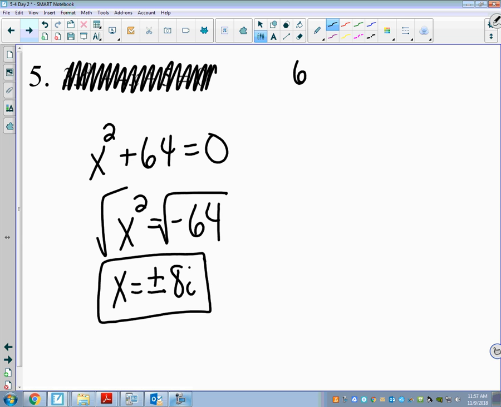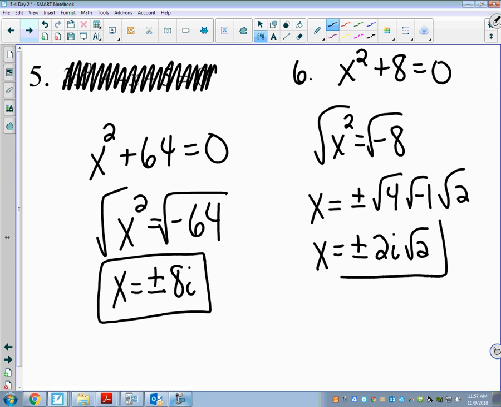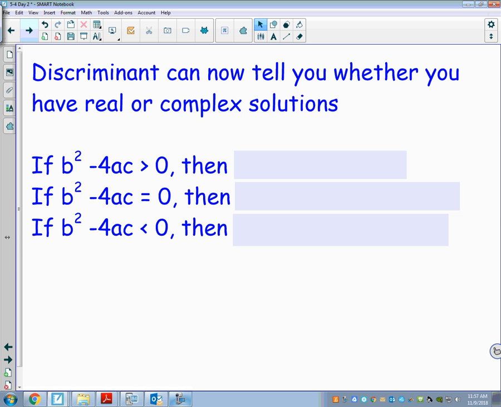The only thing more complex that this can get is what if I said this? x squared plus 8 equals 0. Well, I can subtract 8. And then I can take the square root of both sides, but I want you to simplify that. So that would be plus or minus. What could we break this up as? Well, we could take out a 4 and the negative 1, but we would also be left with a 2. So my exact answer would be 2i radical 2. And that's kind of where we're going to end before our next test.